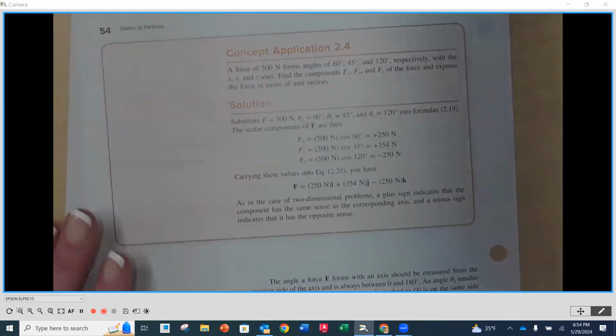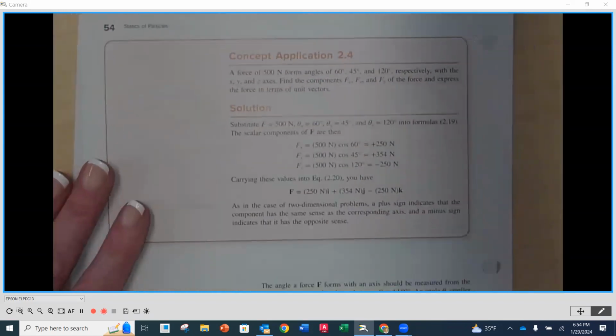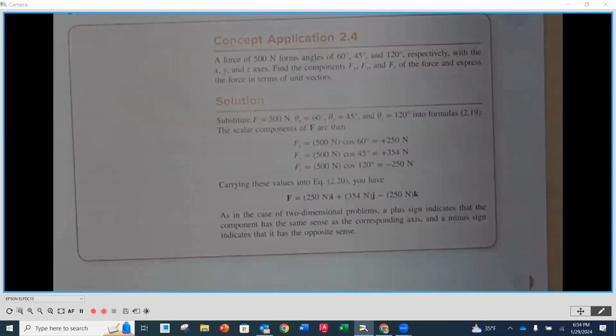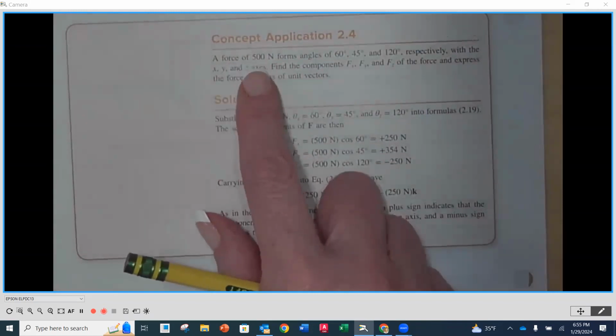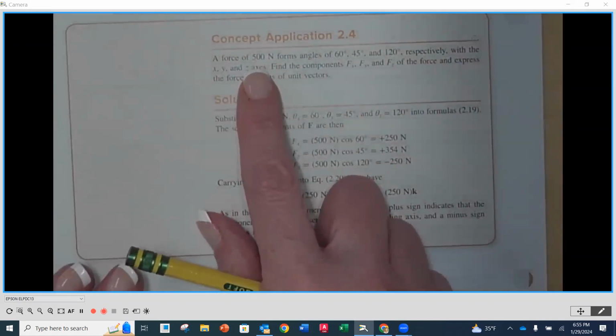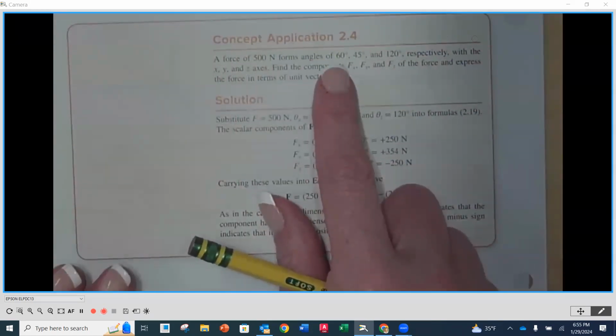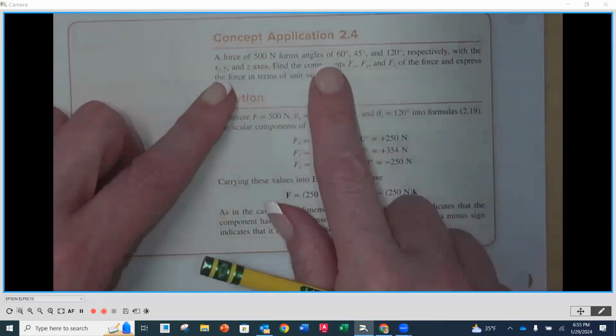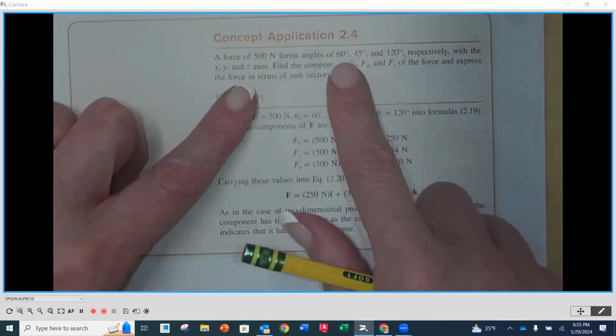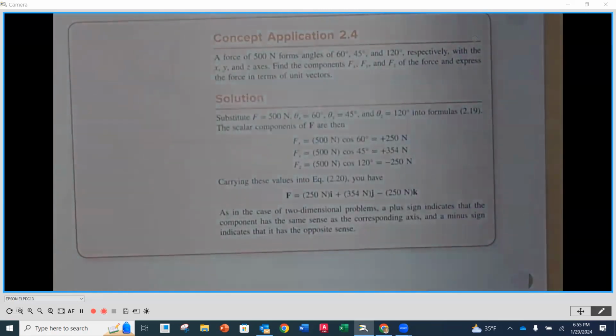So let's use some of what we've got here so far, which isn't a whole lot, but we're going to look at concept application 2.4. And we want to do what they're doing here. They said they have a force of 500 newtons, and the angles that it forms are going to be 60, 45, and 120, respectively, with the X, the Y, and the Z. So that means my theta X is going to be 60 degrees.